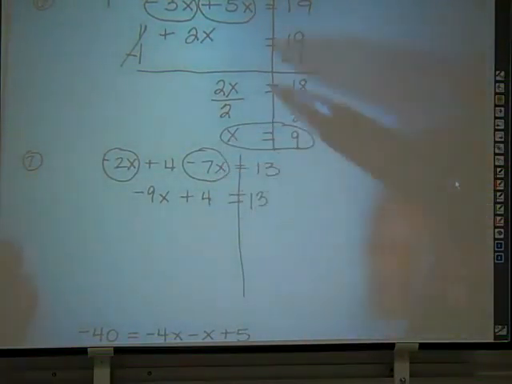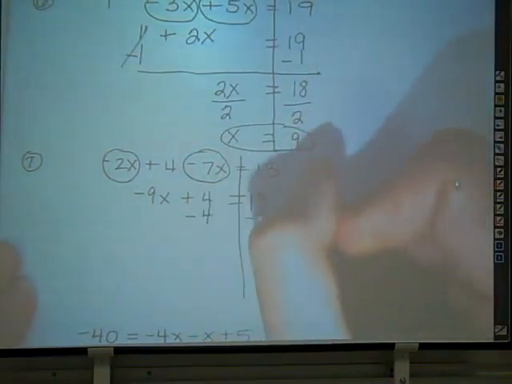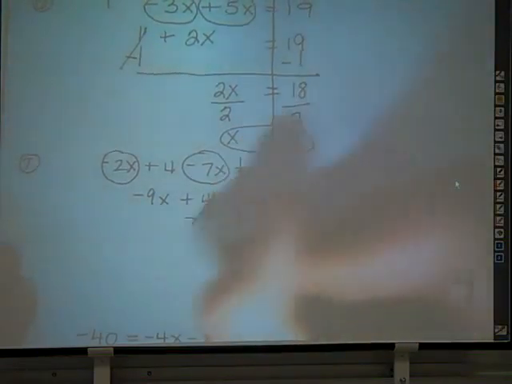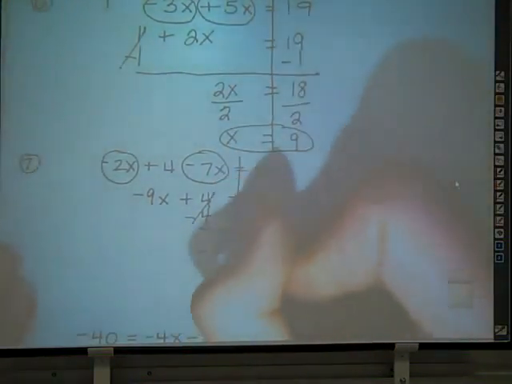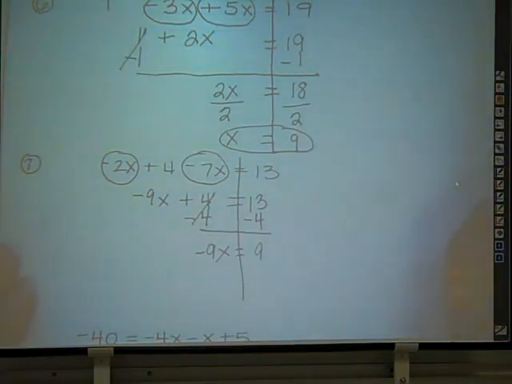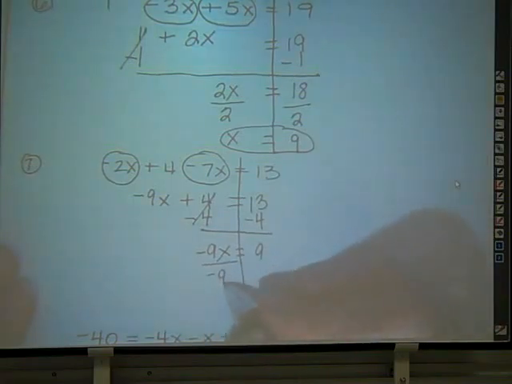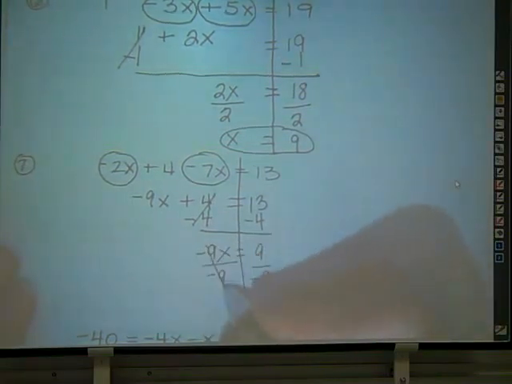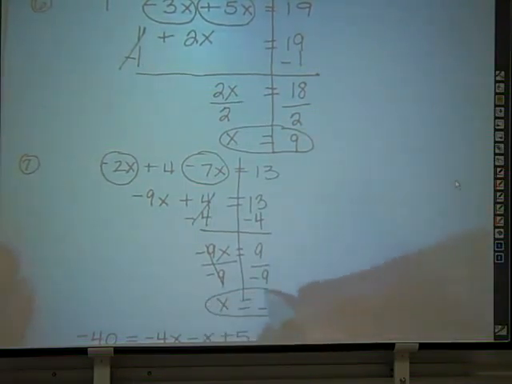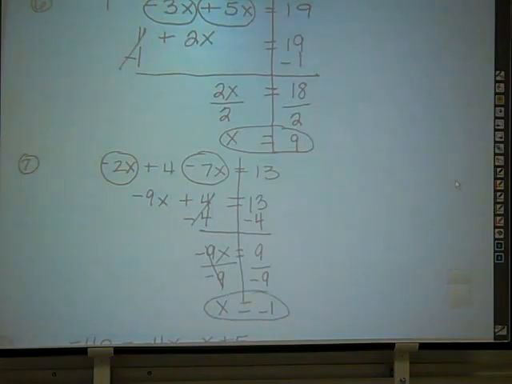Now we're going to take the 4 to the other side. Because 4 is positive, we're going to do the opposite, which is subtract. The 4's are gone. You still have negative 9x. Don't forget that negative sign. Now 13 minus 4 gives us 9. Last step, divide both sides by negative 9. So you get x is equal to negative 1. Remember, 9 divided by 9 is 1. Opposite signs, negative answer.